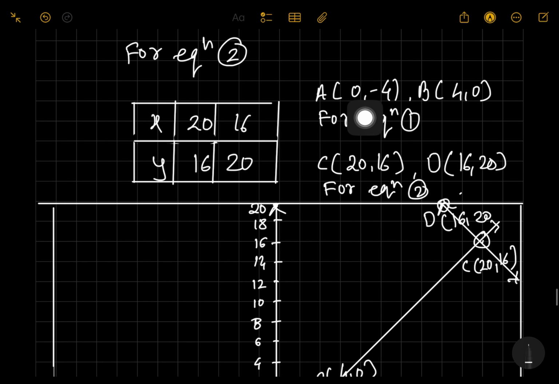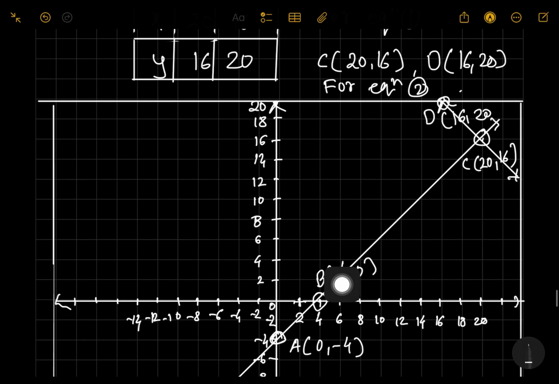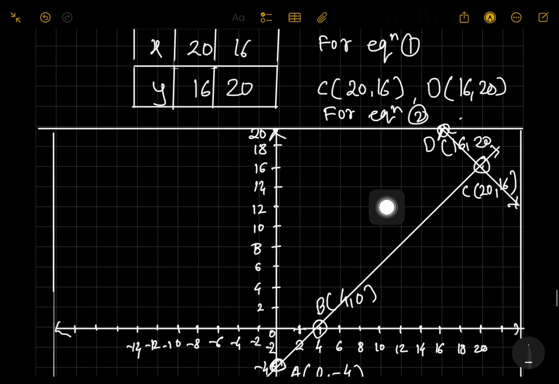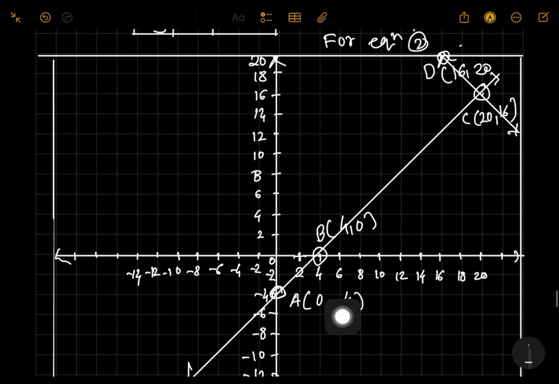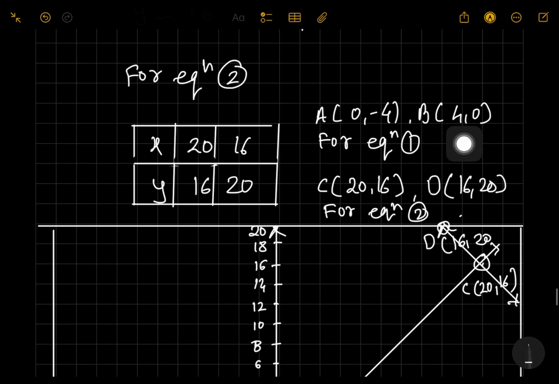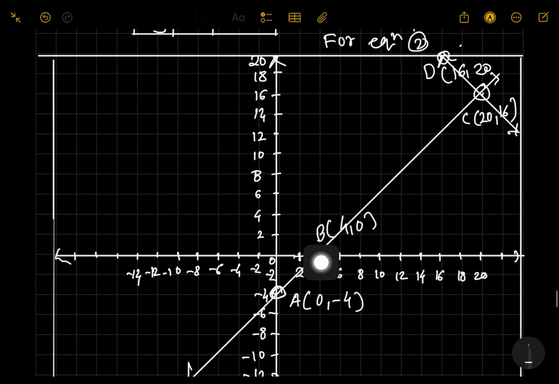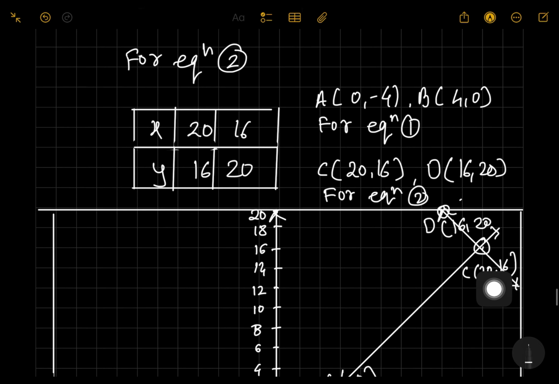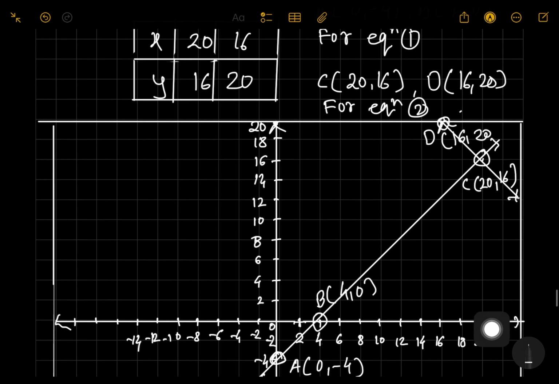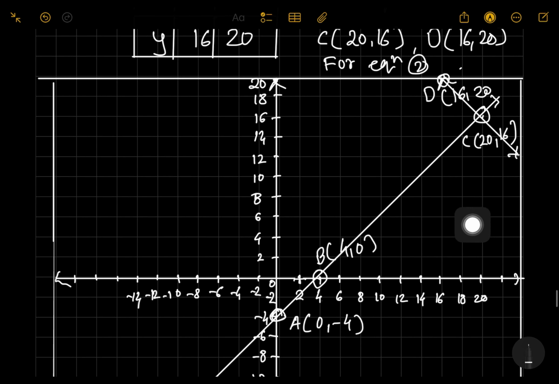See, point A is 0 and minus 4. Where is minus 4? This point, 0 and minus 4, this is point A. B is 4 and 0, meaning 4 on the x-axis and 0 on the y-axis, so B. Then another, C equal to 20, 16. 20 is on the x-axis. See, these are very big numbers, 20 and 16.